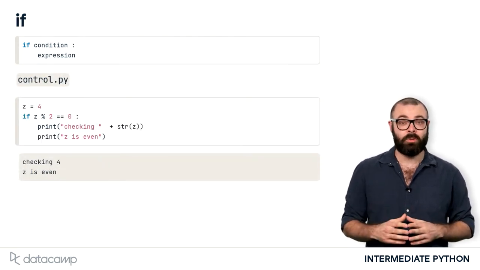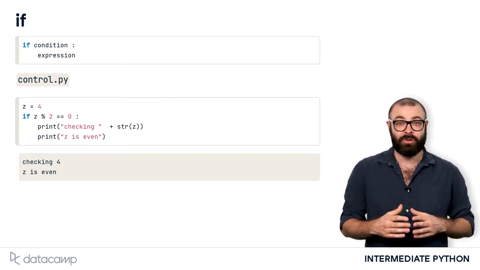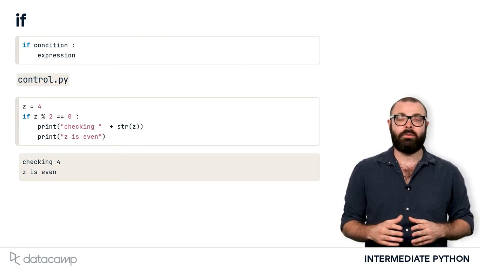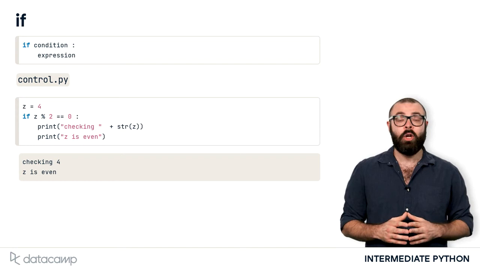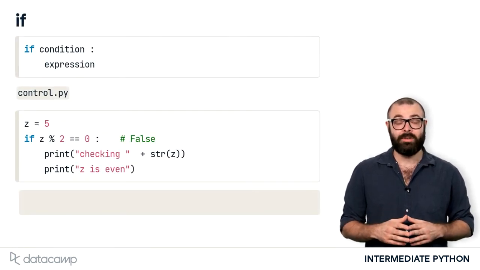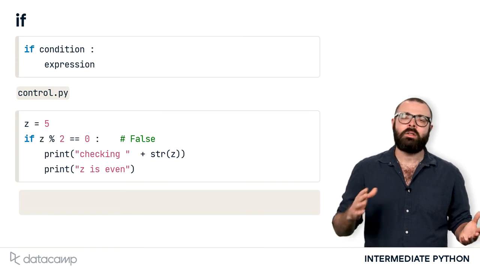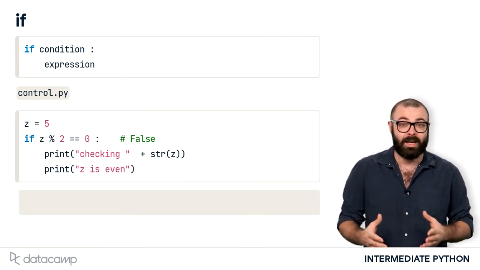It's perfectly possible to have more lines inside the if statement, like this, for example. The script now prints out 2 lines if you run it. If the condition does not pass, the expression is not executed. You can see this if we change z to be 5 and rerun the code. There's no output.